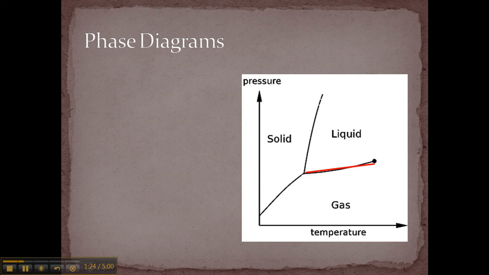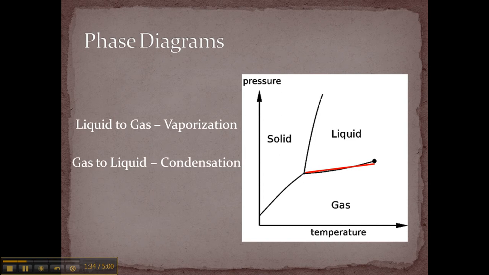Here, we see the boundary, or interface, between liquid and gas. Basically, this is the boiling point of the substance at specific temperatures and pressures. The transition from a liquid to a gas is vaporization, and from a gas to a liquid is condensation. Again, you should be familiar with these.